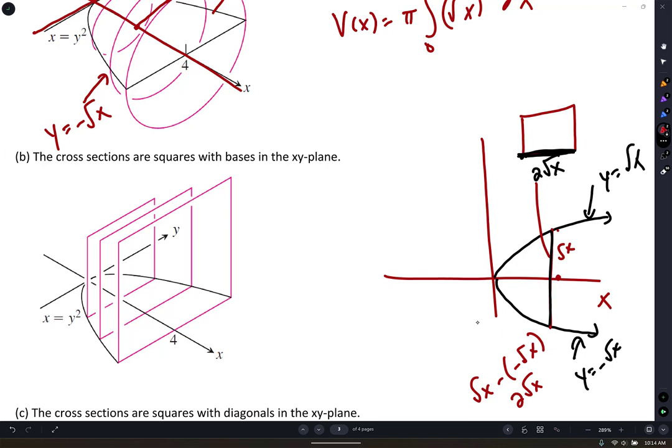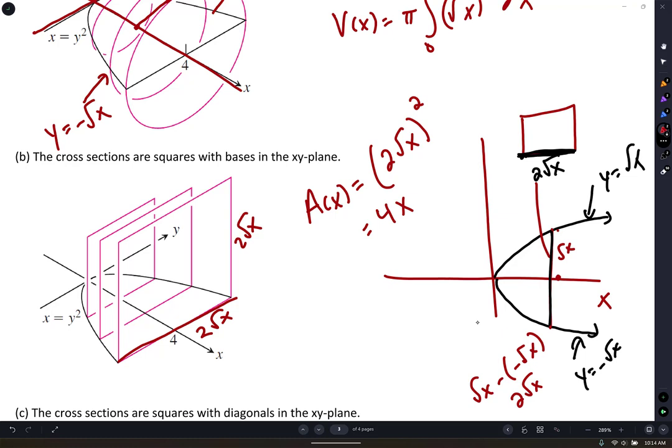Yeah. So, sorry. I'm kind of jacked at the moment a little bit. All right. So this length is 2 square root of x. How do I find the area of a square? The square has all sides the same. S squared, so A of x is equal to 2 square root of x, in parentheses, squared. This is what you would integrate. So I get 4x. Does everyone see how I got 4x?